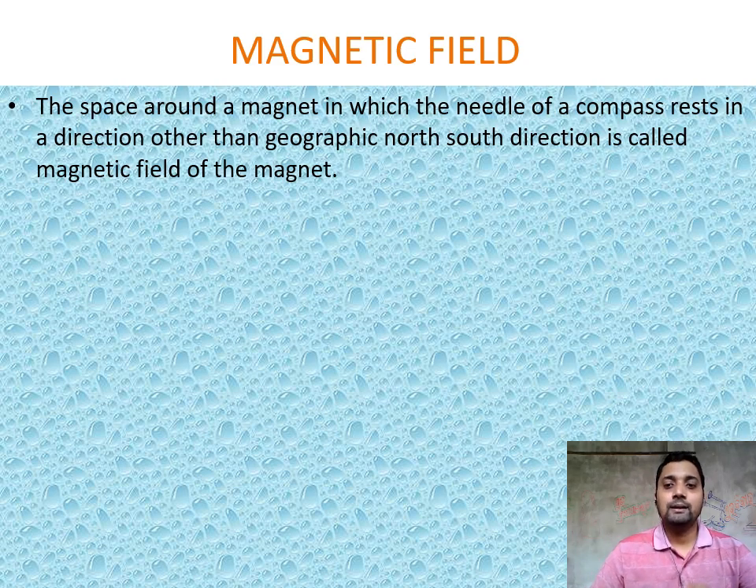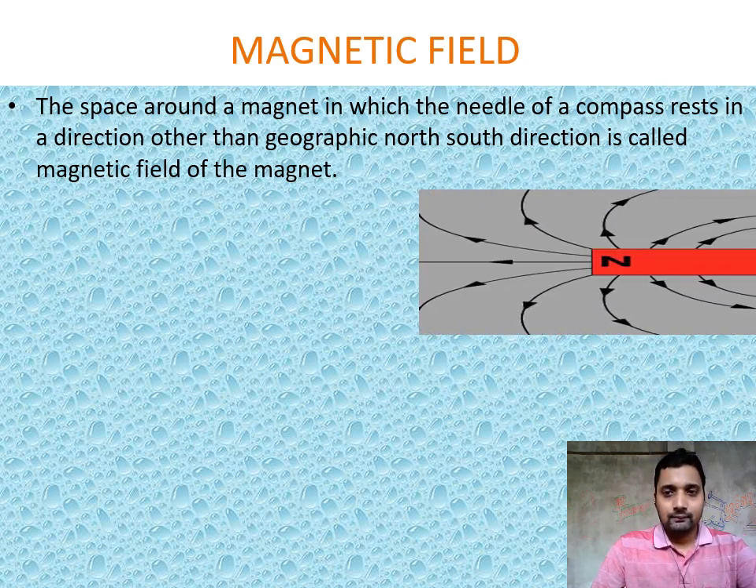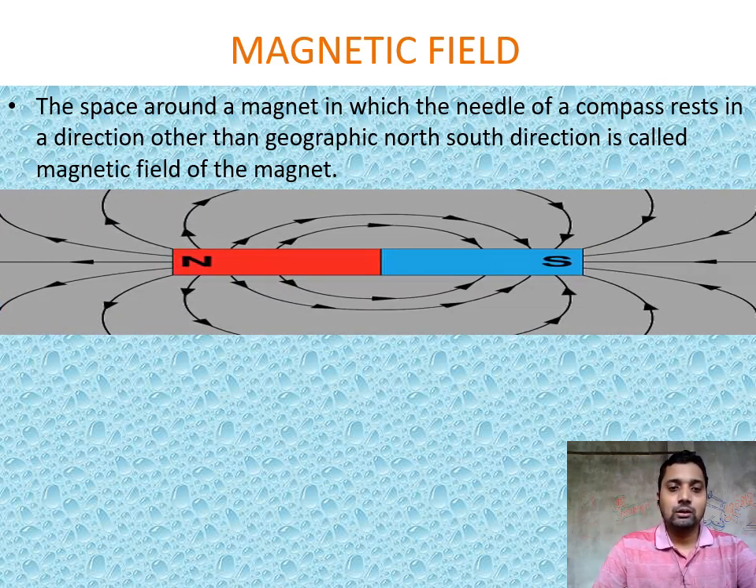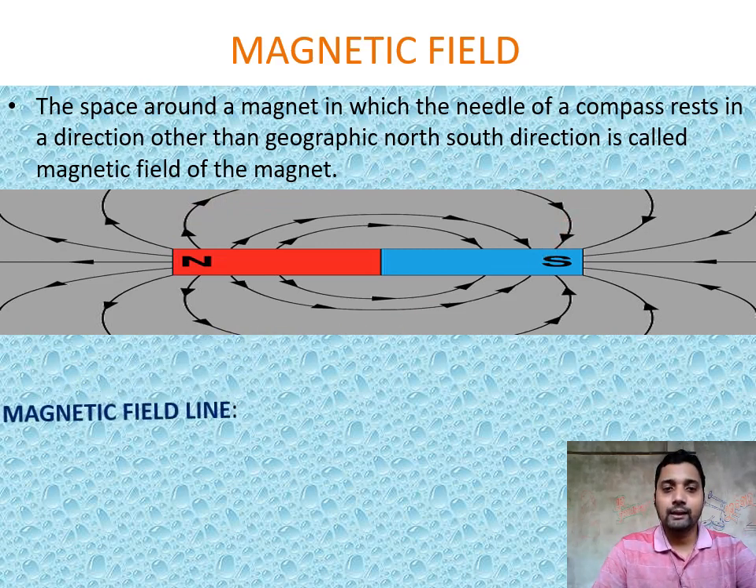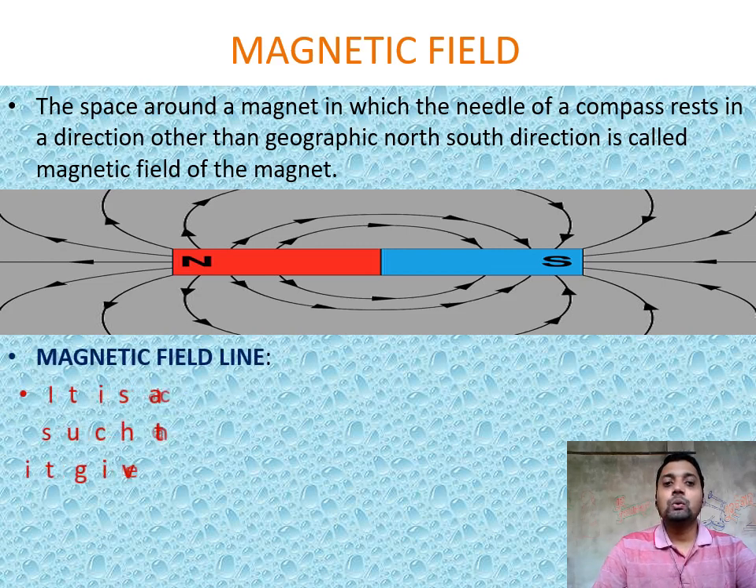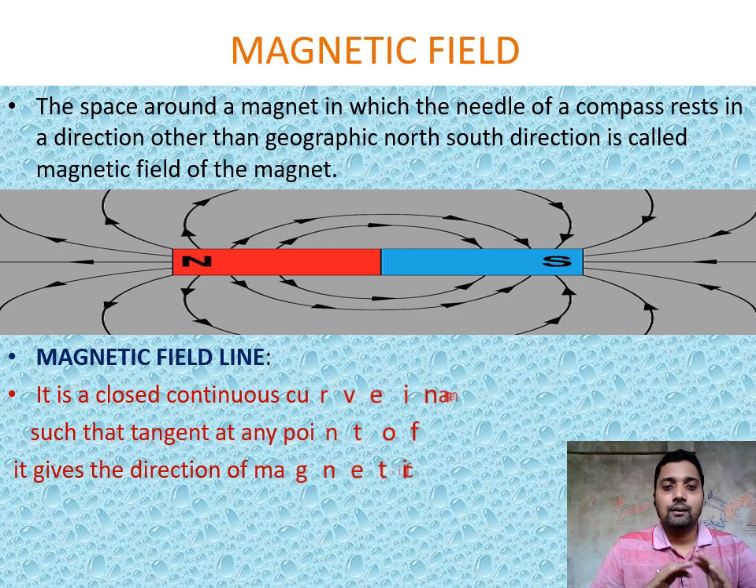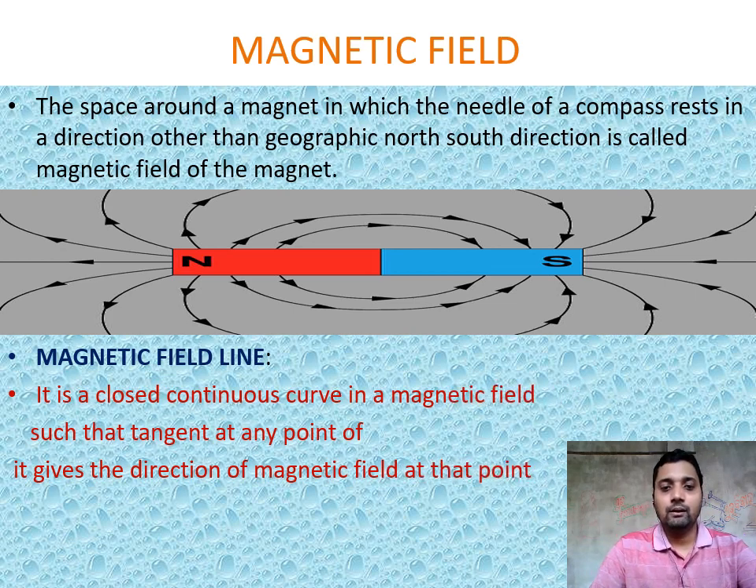For that, a magnetic field is the space in which magnetic force can be experienced by a magnetic substance or a magnet. And if we look here, these are all closed continuous circles which show the magnetic field of a magnet. So that line which shows the magnetic field of a magnet is called a magnetic field line. A magnetic field line is a closed continuous curve that shows the magnetic field of a magnet.